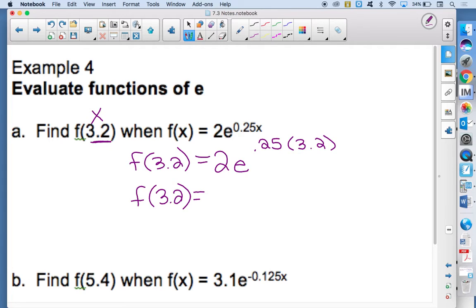All right, and what did you get for f of 3.2 equal to? Oh, sorry. I'll call on you next time. Somebody else have it, Virginia?